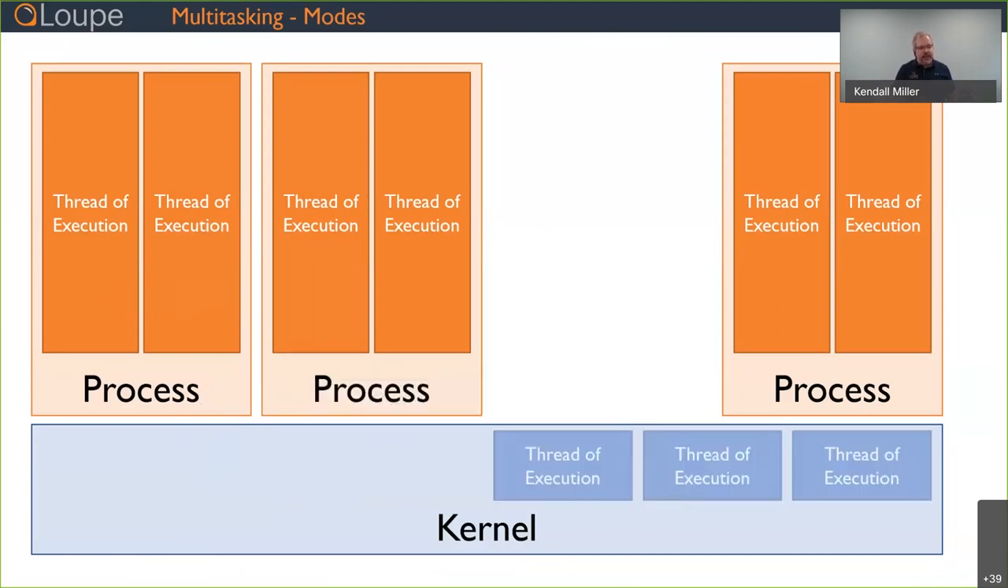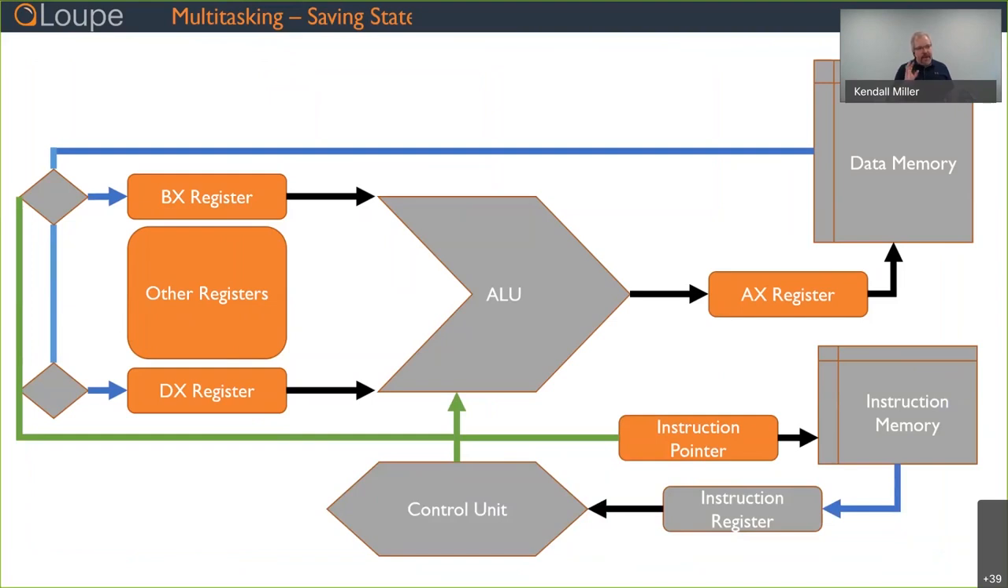And the performance cost is pretty dramatic, because let's look at what's happening back in the hardware again. Every time I do a context switch, I have to save the state of every one of these registers somewhere so that I can get back to this thread of execution later, because the thread of execution is really defined by that instruction pointer plus the state of all those other registers in the CPU. And I have to put it somewhere.